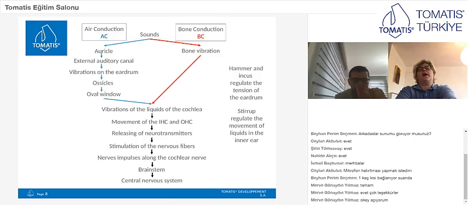So here we have the way the sound travels in function if we go through air conduction or bone conduction. This is in the classical theory. Through air conduction, the sound goes through the auricle, then to the external auditory canal, then there are vibrations on the eardrum. The ossicles will transmit the sound to the oval window.